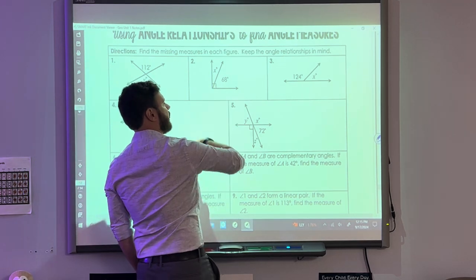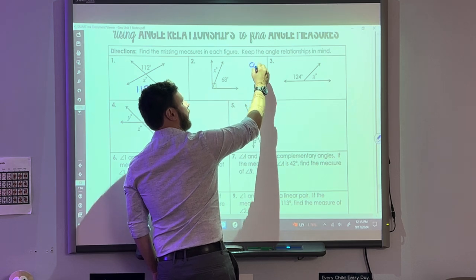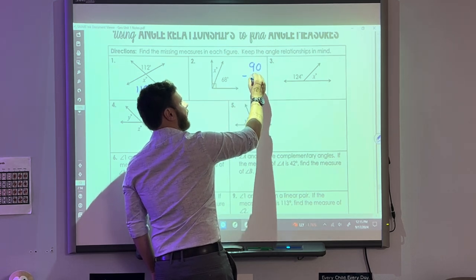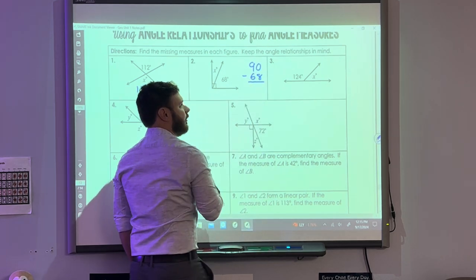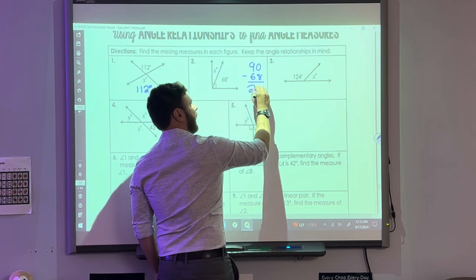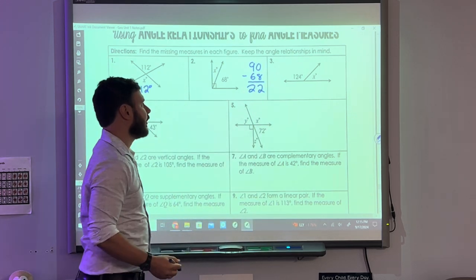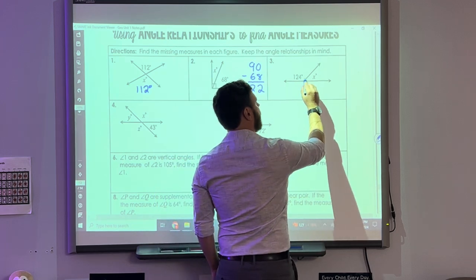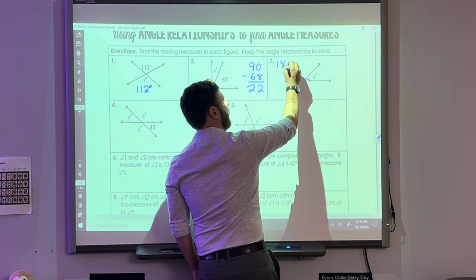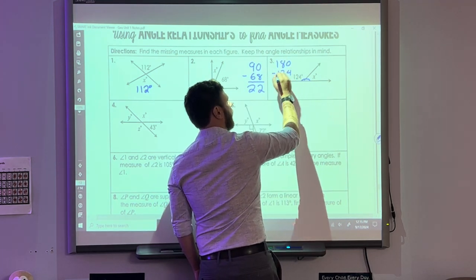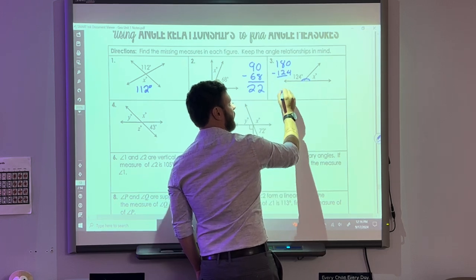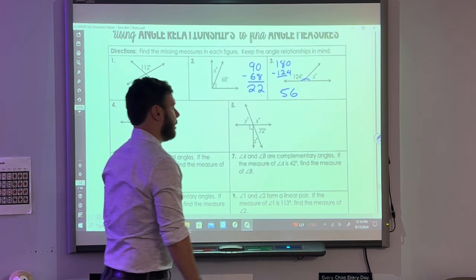Here, I have a box, and I know a box is worth 90. If I have the whole thing worth 90, I need to take away the ones that I have to find out how much I'm missing. And here I have a straight line. Well, straight lines are worth 180. So let's take away 124, and let's get what we're missing. 56.